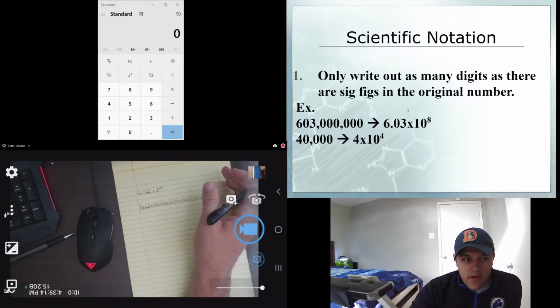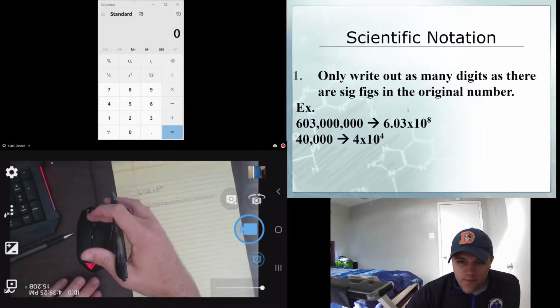And we'll talk about how you determine what the power is later. But for now, you got to know that you're only using as many digits as there are sig figs in the original number. All right?